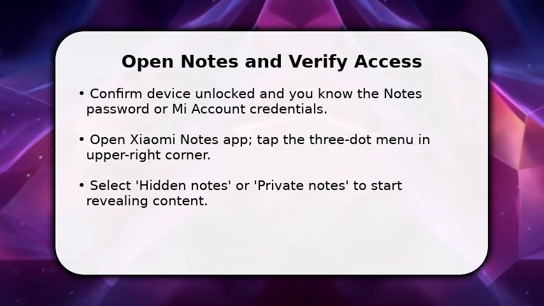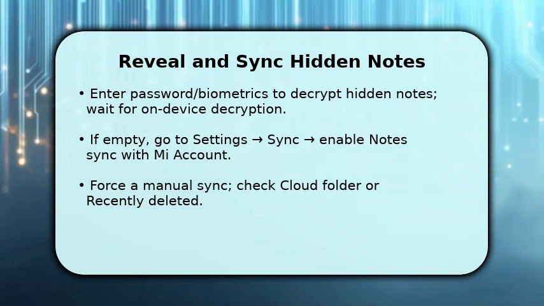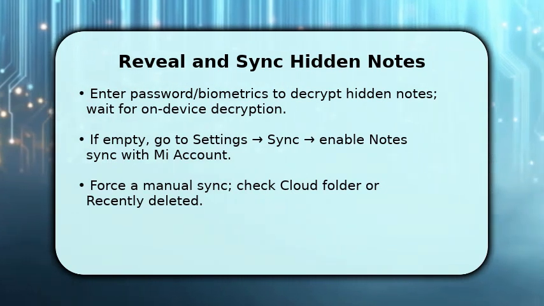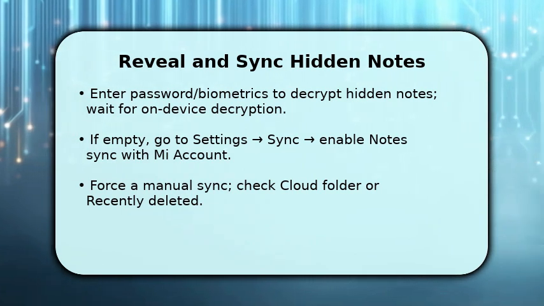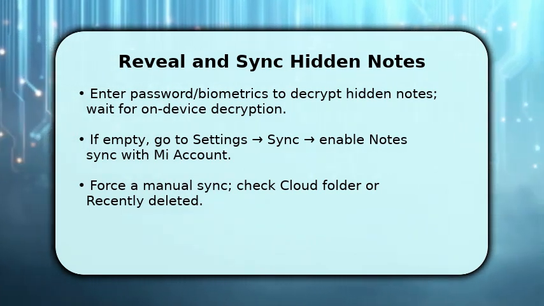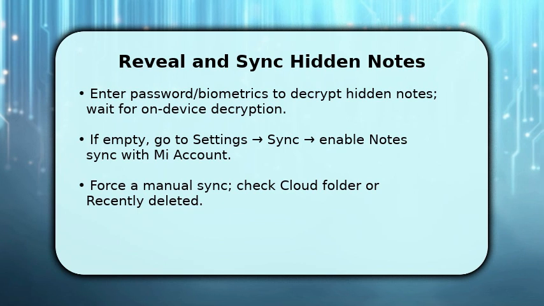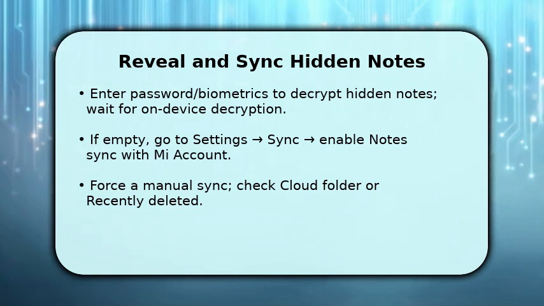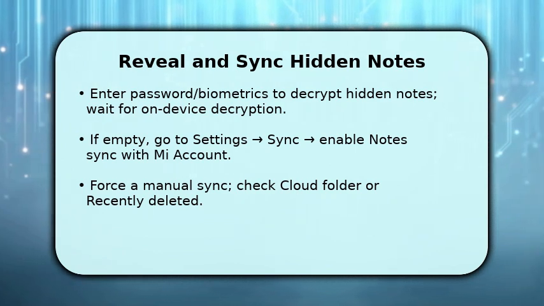Once you've unlocked the hidden area, the app decrypts notes locally. Wait for that process and don't close the app. If nothing appears, make sure Note Sync is enabled in Settings and sign into the same My Account used originally. Then force a manual sync. This pulls any cloud-stored hidden notes back to the device. Also check the cloud folder and recently deleted. Sometimes hidden items are moved there during app updates or repairs, so make sure to look carefully.